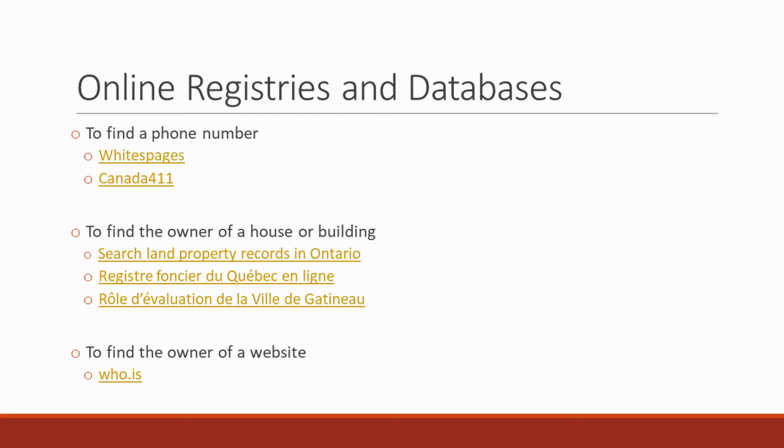To find the owner of a house or building, as I mentioned before, you can look at land property records. In Ontario, you will likely need to pay. I've got the example here, Registre foncier du Québec en ligne. So for the entire province, in Gatineau, you can go straight to the city's website and you will be able to find who owns a particular building.